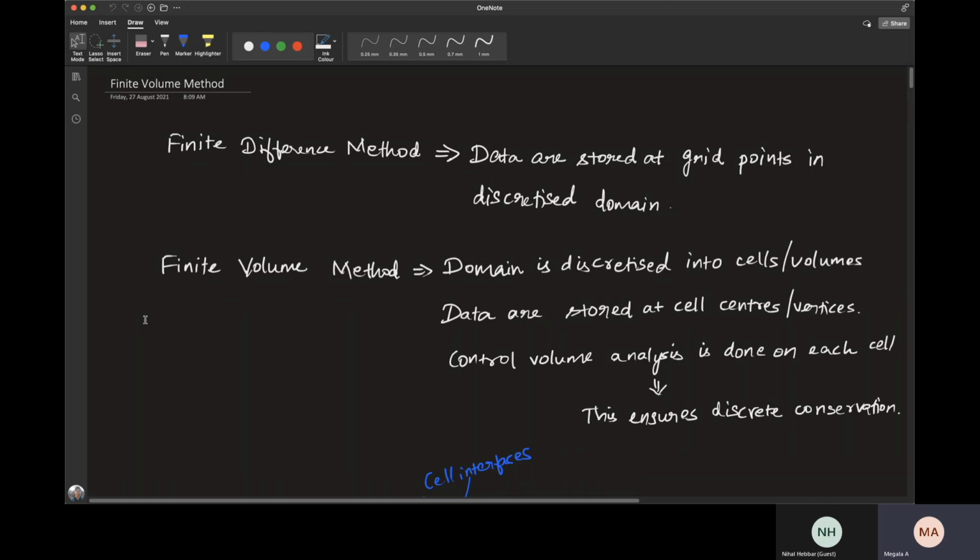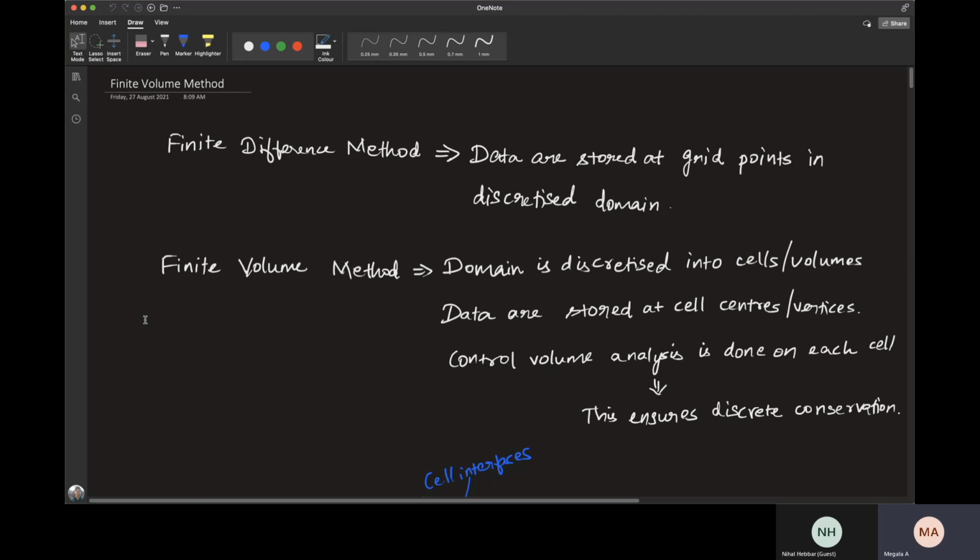So we have seen the finite difference method as of now. In the finite difference method, the data or variables that you're interested in will be stored at grid points in the discretized domain. So you basically discretize the fluid domain into some points, and at those points you calculate the values that you're interested in. So this is what the finite difference method is.